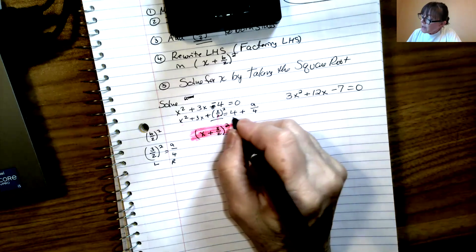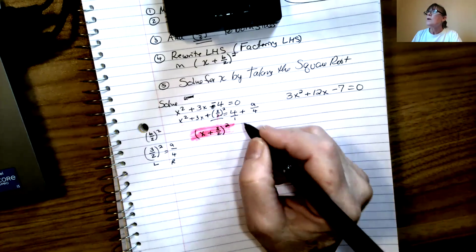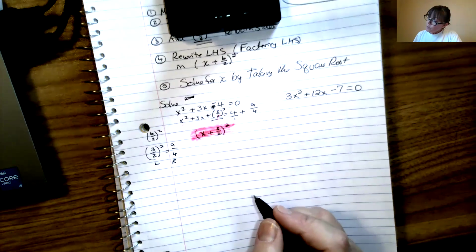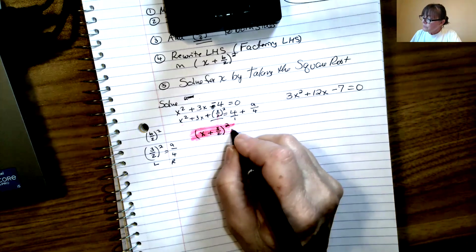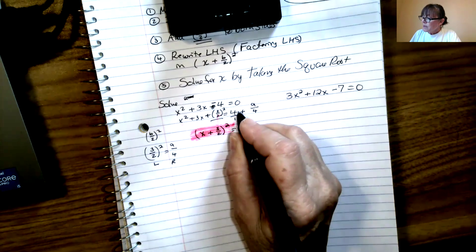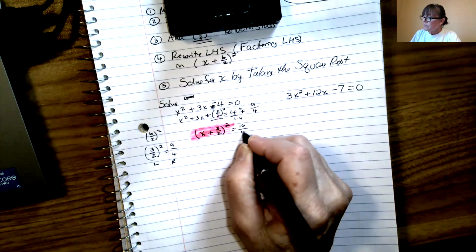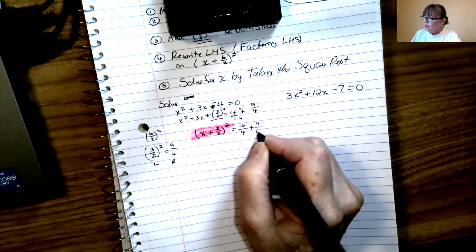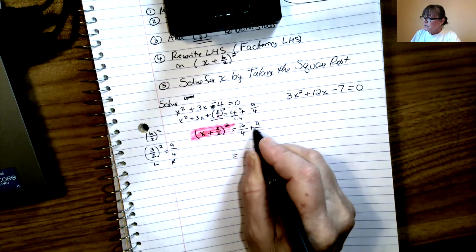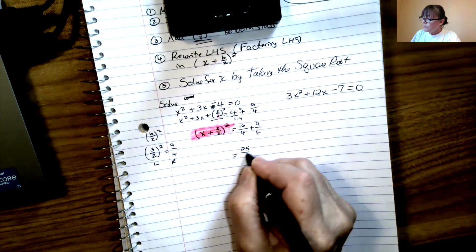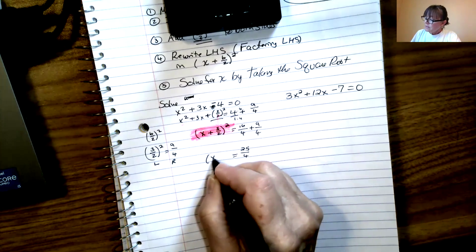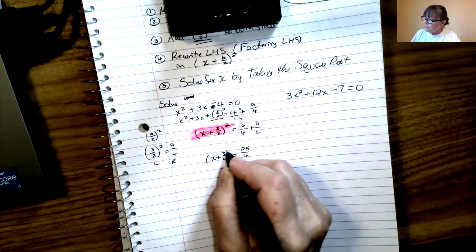Over here, I'm going to add these together. I have a 4, which I'm going to make 4 over 1, plus 9 over 4. So on the right-hand side, if I multiply by 4 to get a common denominator, this is 16 over 4 plus 9 over 4, which is 25 over 4. I have (x plus 3 over 2) squared.